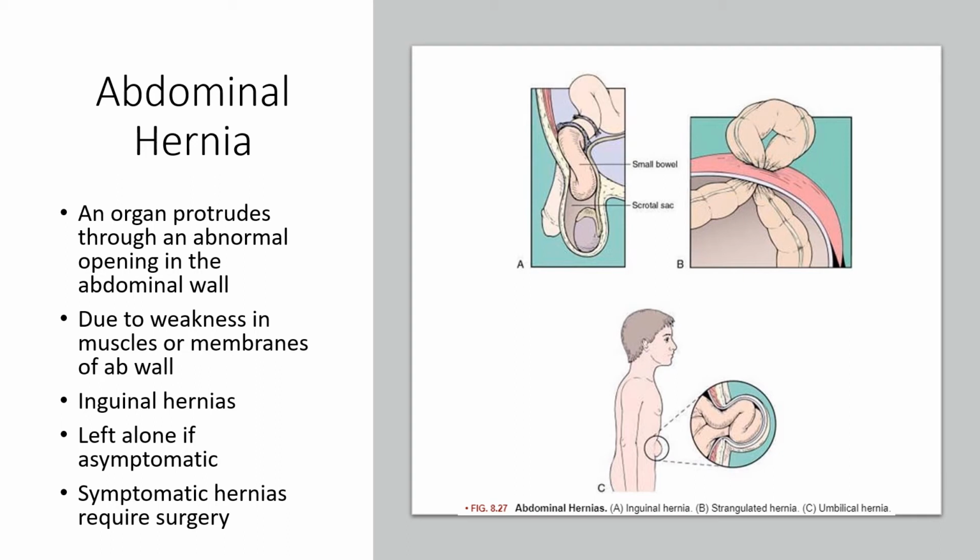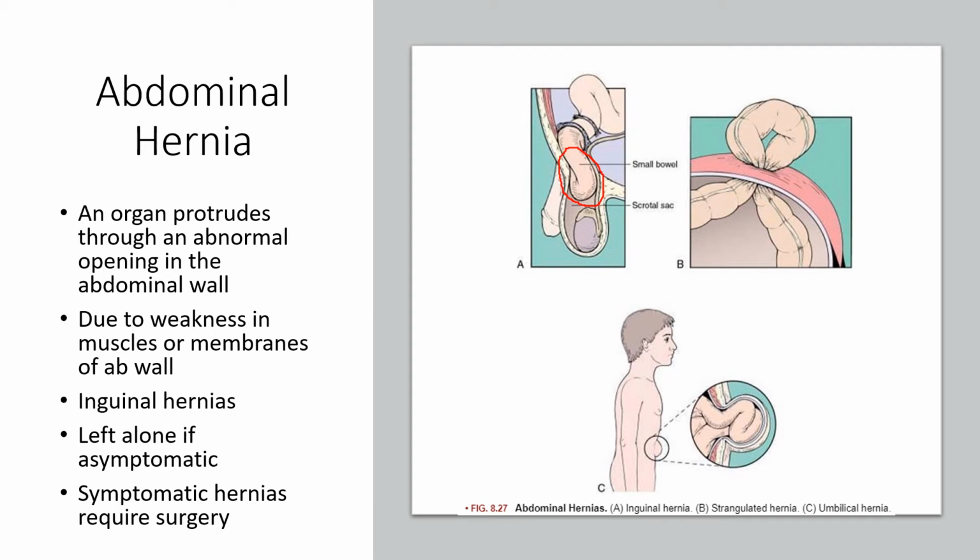So what actually happens is a loop of bowel protrudes into the inguinal canal, and in a male, this may progress into the scrotal sac. And that's what we actually see in figure A up here. We see the intestine herniating into the scrotal sac.